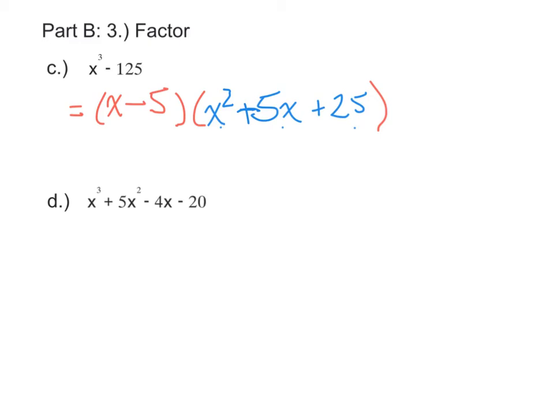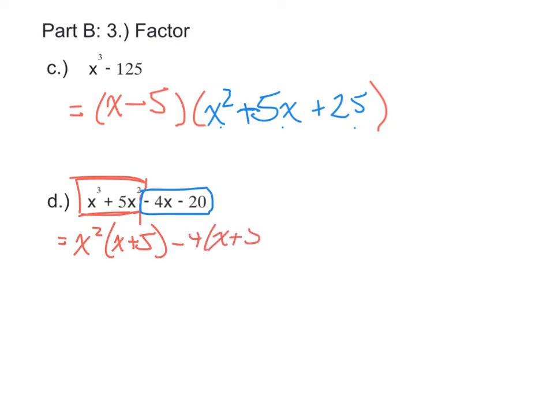The last one, when we have x cubed plus 5x squared minus 4x minus 20, we want to factor this by factoring by grouping. So what I'm going to do is take these 4 terms and just cut them in half, and only look at this first half first. In those first 2 terms, they share a common factor of x squared, so I'll factor out the x squared. Doing so leaves me with an x plus 5. Then, in the second half, negative 4x minus 20, I can factor out a negative 4. And I'll be left with x plus 5.